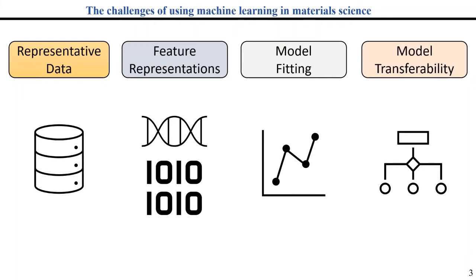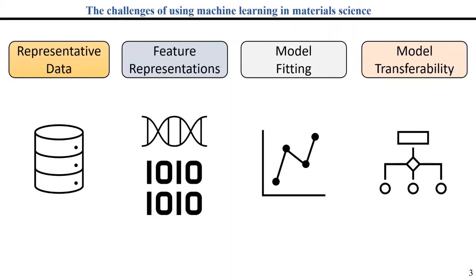The second is feature representations, right? Ultimately, you're not giving the machine learning models just the data itself and saying, learn something from it. You're featurizing the data that you have in some representative way. And is that feature representation sufficient to learn the information that you want to learn from it? Model fitting, which is not unique to machine learning, but it still exists within the machine learning domain. Am I overfitting my model? Am I underfitting it? Is this actually sufficient for the things that I want?